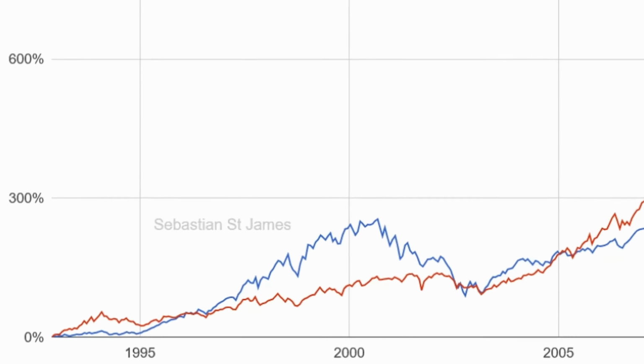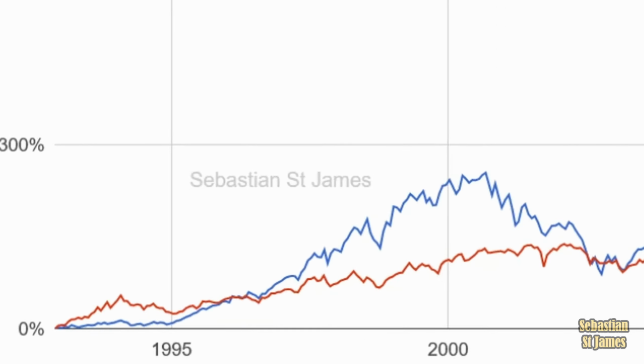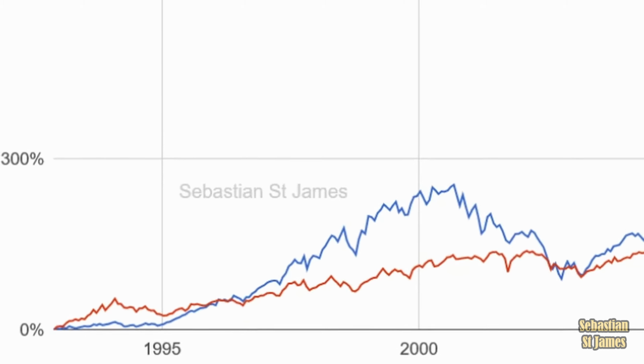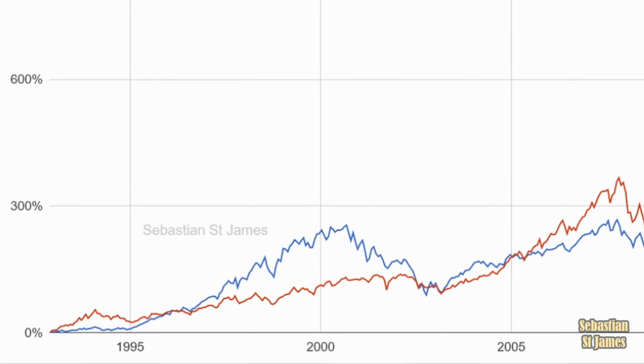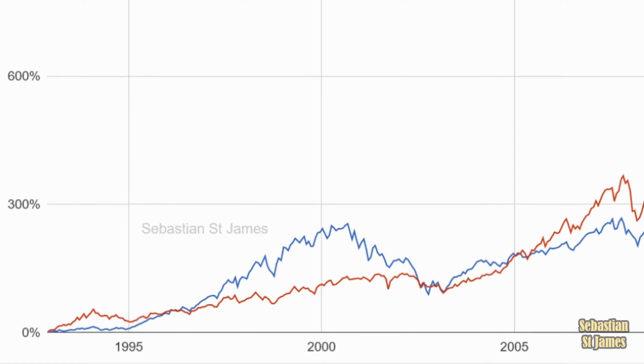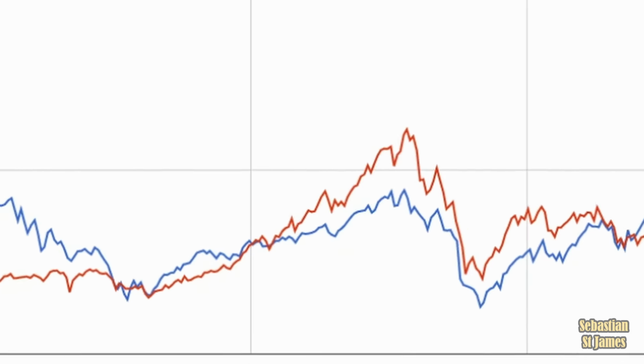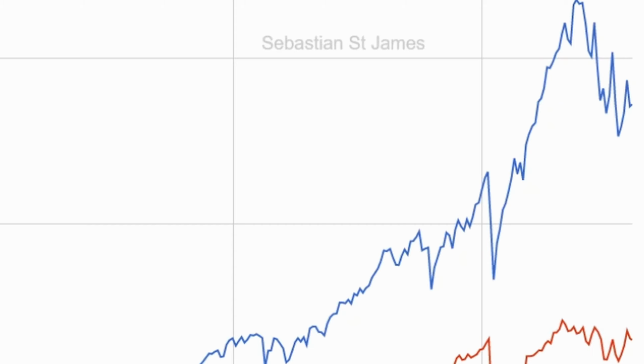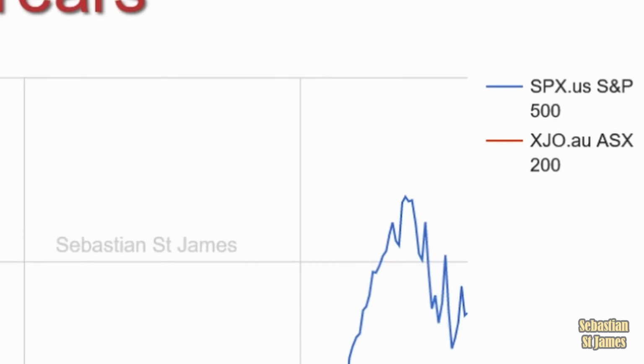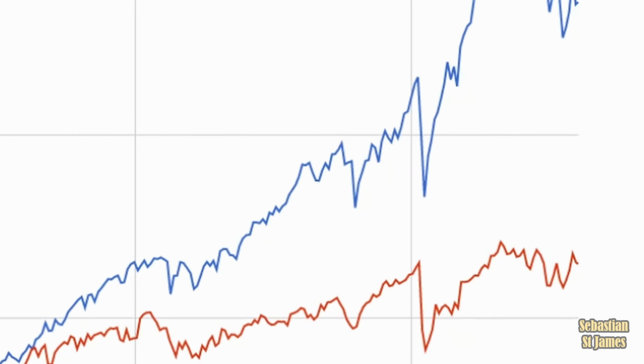The graphs always start at exactly the same point on the left-hand side because presumably we're trying to compare one graph against another. That's the only reason why I plot two graphs on the same chart. Blue is in front, and then red is in front, and then blue, well, basically blue wins, doesn't it? Blue is the S&P 500, the SPX, and the XJO or the ASX 200. Didn't do so well, did it?